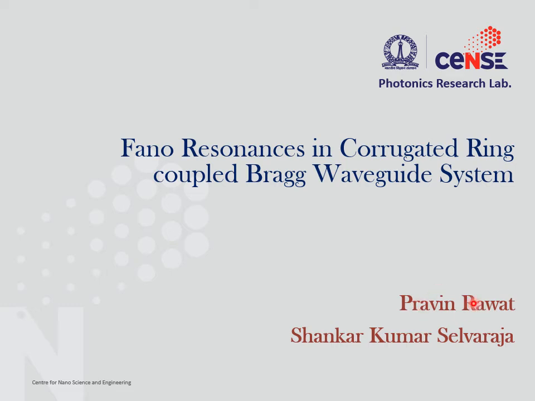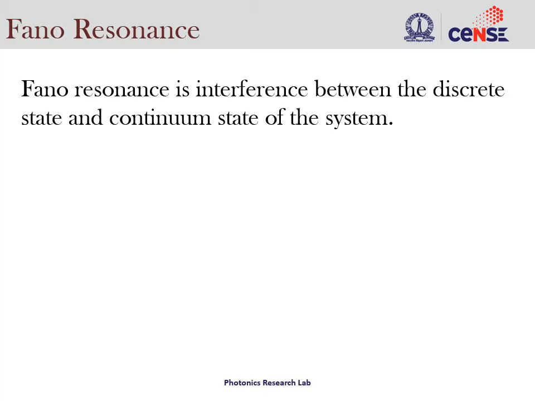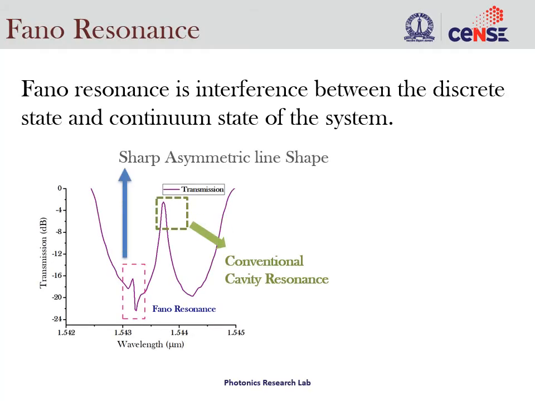My name is Praveen Rawat and I'm going to present on Fano resonance in corrugated ring and waveguide system. So Fano resonance is the interference between the discrete and the continuum of the system, and it is characterized by a very sharp asymmetric line shape. Here we can see that, and it is very different from the conventional cavity response which we can see from here. And due to this asymmetric line shape, it can be exploited for various applications such as in sensing as well as in modulation.